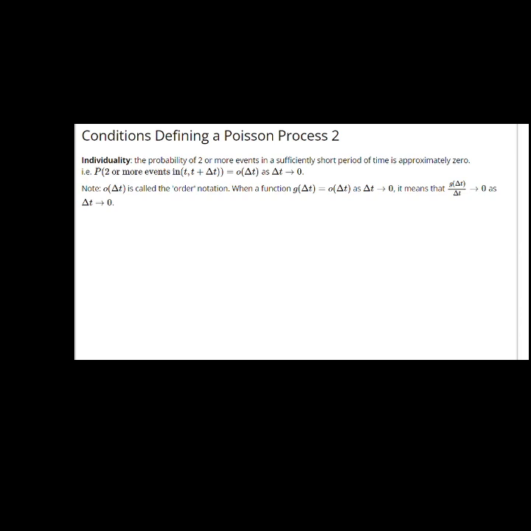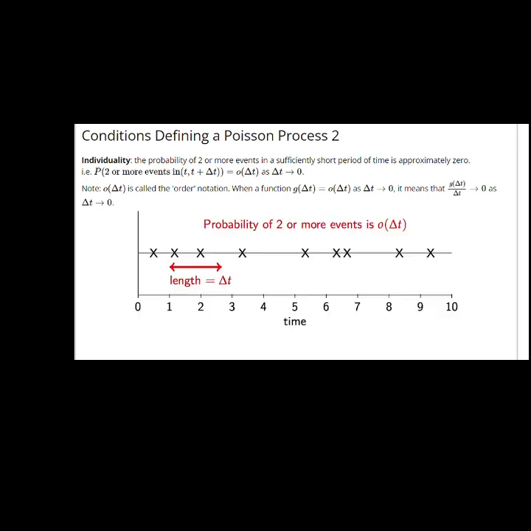It stands essentially for a quantity which is sufficiently small, let's say it's g of delta t, that when I divide by delta t and then let delta t go to 0, the ratio of g of delta t divided by delta t also goes to 0. In a sense, that means that g of delta t is smaller than delta t, vanishingly smaller, as delta t approaches 0. So we're saying the probability of two or more events in a small interval is considerably smaller, vanishingly smaller than the length of the interval.